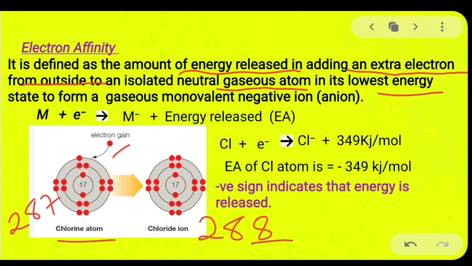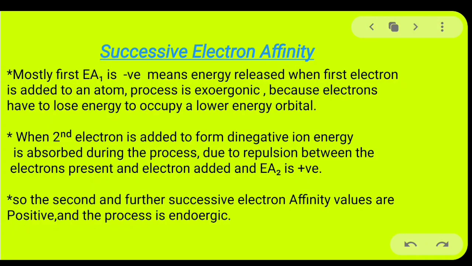So while adding the electron to the chlorine atom to form the Cl- ion, the amount of energy released is 349 kilojoule per mole. So 349 kilojoule per mole is the electron affinity of the chlorine atom. The negative sign indicates that energy is released during the process. Now let us discuss what is successive electron affinity.